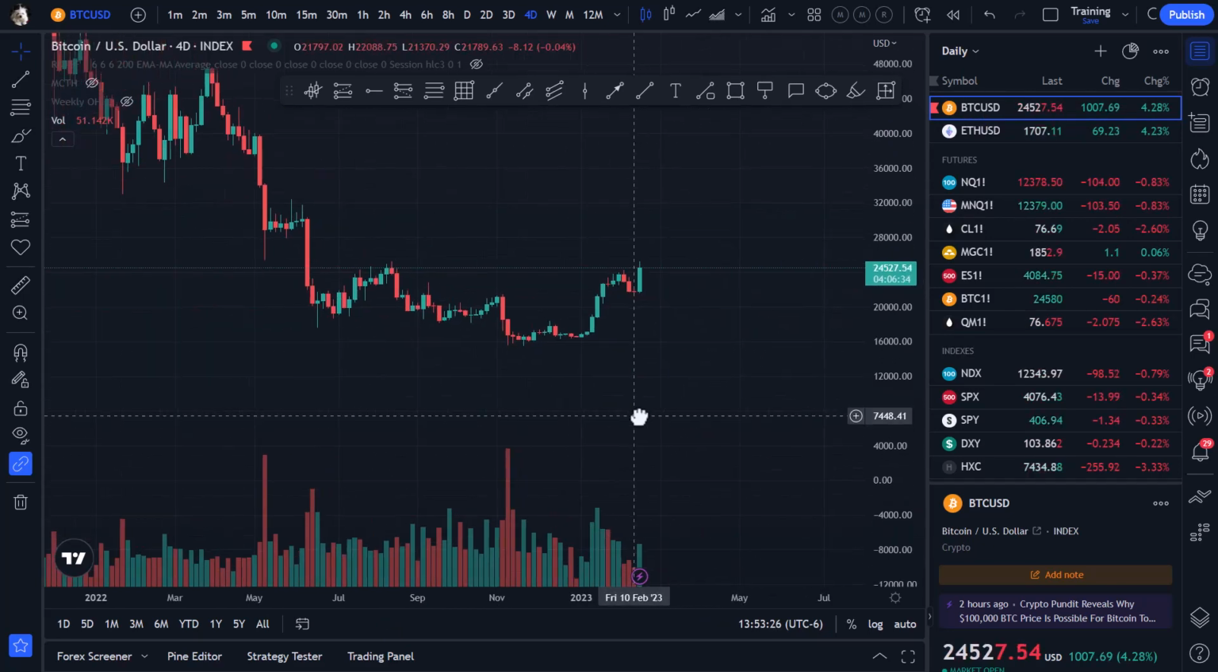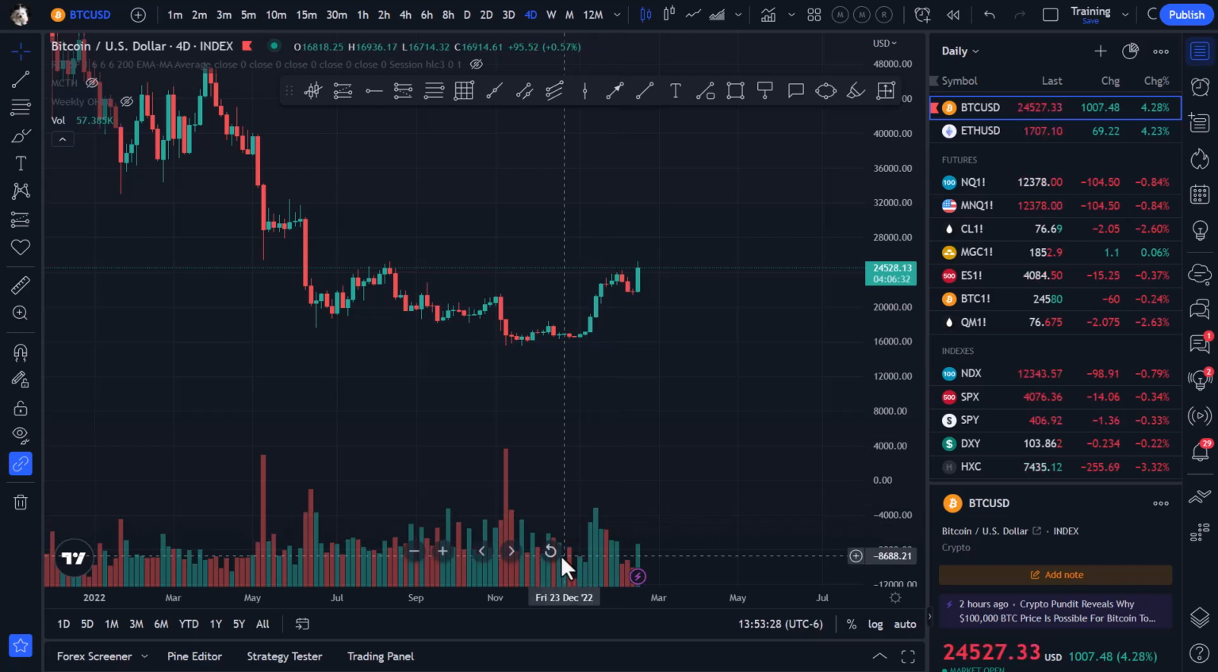You'll notice the volume down here at the bottom, the color matches the bar above it. So if you see green volume, that typically is a green bar. That's the standard setup. Now, a lot of times we'll get into indicators, and volume is an indicator on this chart.